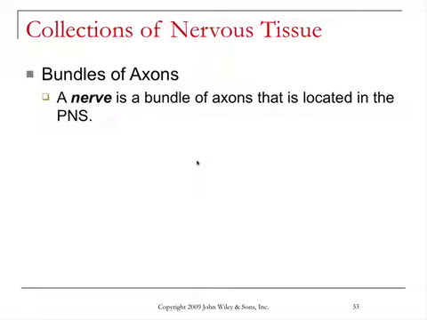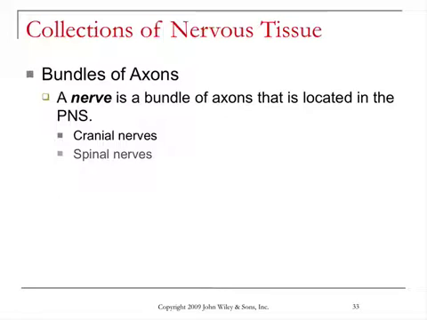Bundles of axons are referred to as nerves. So let's make sure we understand the difference between a neuron and a nerve. A nerve is a cluster of axons. It's not one neuron, it's a bundle of axons of neurons, and they are located in the peripheral nervous system. Think of something like a telephone cable that consists of a bunch of wires running through it. The whole cable would be a nerve, and each individual wire running through that cable is an axon.